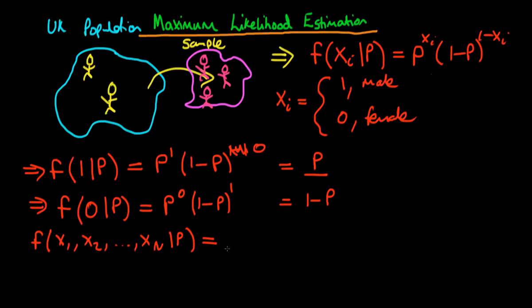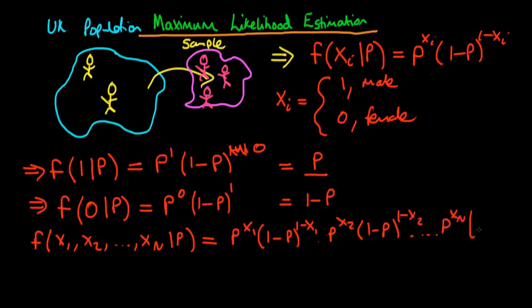It's just going to be the individual density functions multiplied together. So that's just going to be the probability of x1, or p to the power x1, times 1 minus p to the power 1 minus x1, times p to the power x2 times 1 minus p to the 1 minus x2. And then we continue on all the way up to p to the xn times 1 minus p to the 1 minus xn. So all we've done is we've multiplied together the individual density functions f of xi given p.